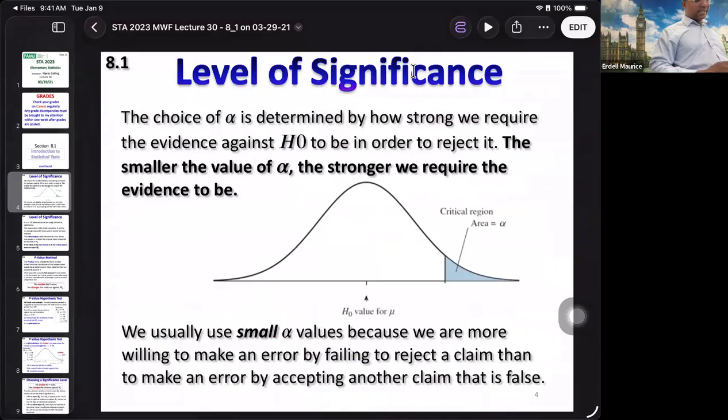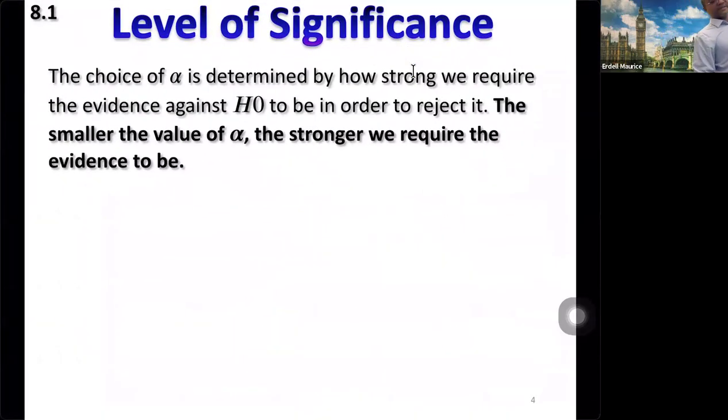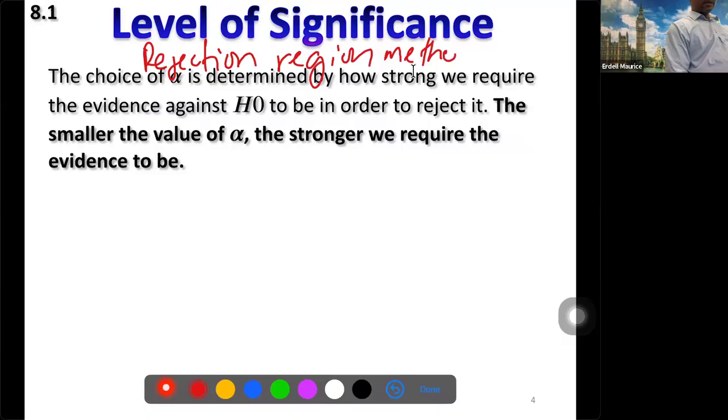Why did they not have a title saying that? All right, so I'll draw it out then, because they didn't do a very good job of explaining it right here. So the section right here I'm looking for is the rejection region method.